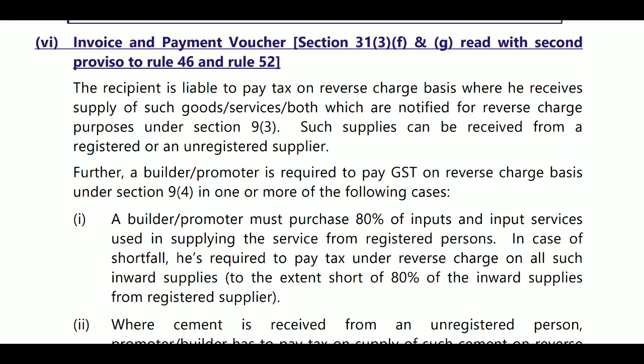What is there under section 9(3) and section 9(4)? There are some specified services. 9(3), I think, is the e-commerce operator. 9(4), I think, is import of service by the promoter. In 9(4), the supplier is an unregistered person. And in case of section 9(3), the supplier is a registered person or an unregistered person. Whatever the case may be, the recipient will issue a payment voucher at the time of making payment to the supplier.